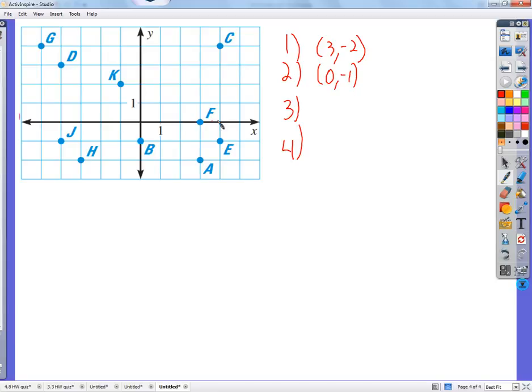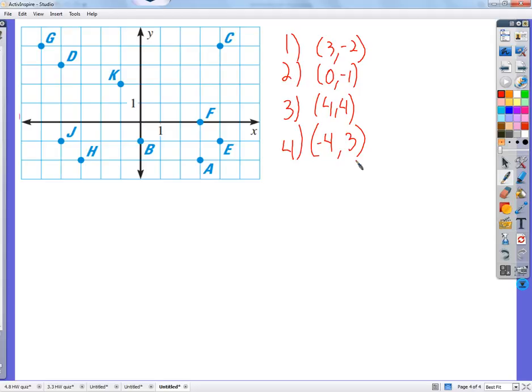4, 4. Move to the right 4, and up 4, those are two positive things, positive 4, positive 4. Okay, and lastly, point D. Negative 4, 3. We move to the left 4, and up 3. So to the left 4, and up 3, we put a point right there.